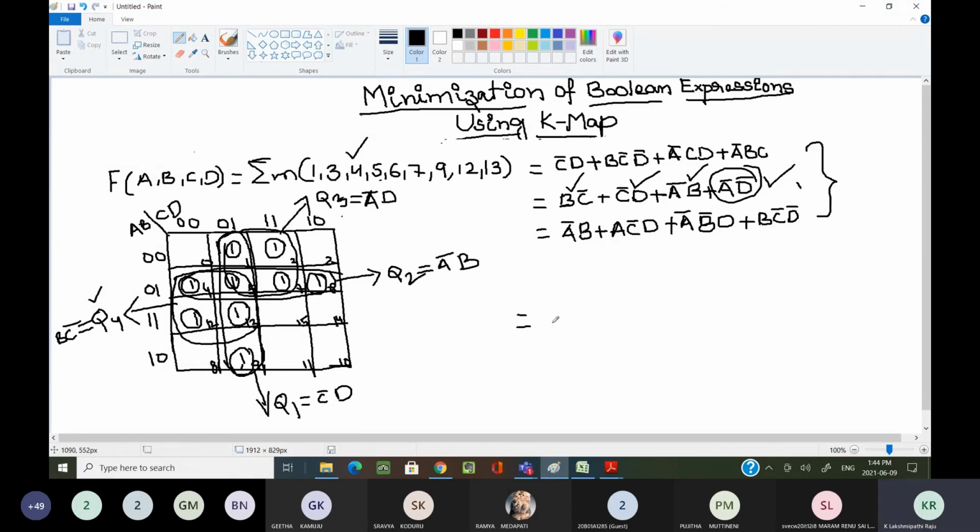The final solution is C bar D. You can write in any order. The final terms' order may be anything. C bar D, plus A bar B, plus A bar D, plus B C bar. Are you understanding? Everyone, are you following what we are doing here? Yes, sir. Our main aim is to reduce as many variables as possible. This is the final solution.